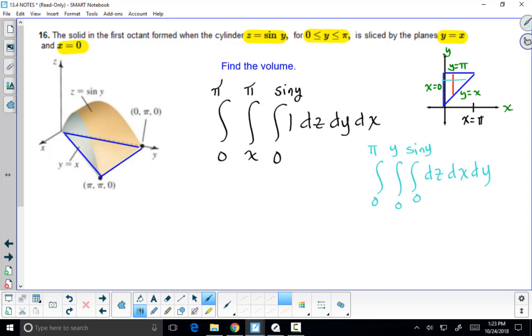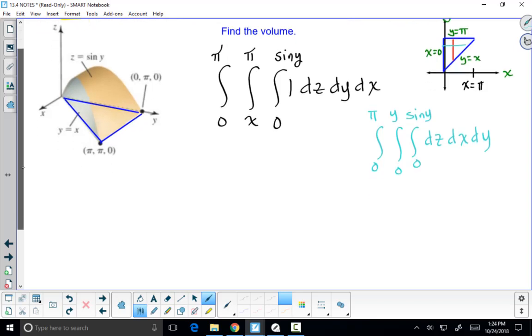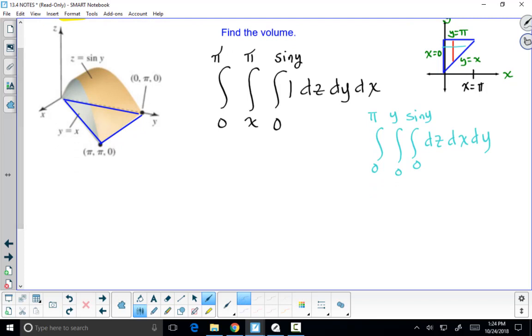Yep, totally fine. That will work out absolutely fine. So let's go ahead and do one of them at least. Let's just continue with this one. So now, a couple of things. The outermost integral is with respect to x, right there.